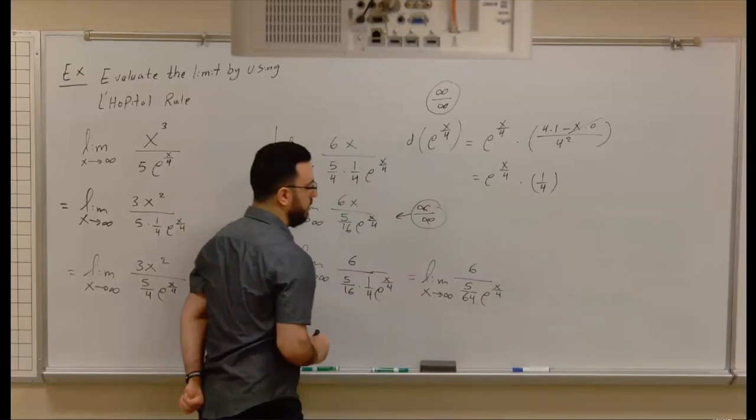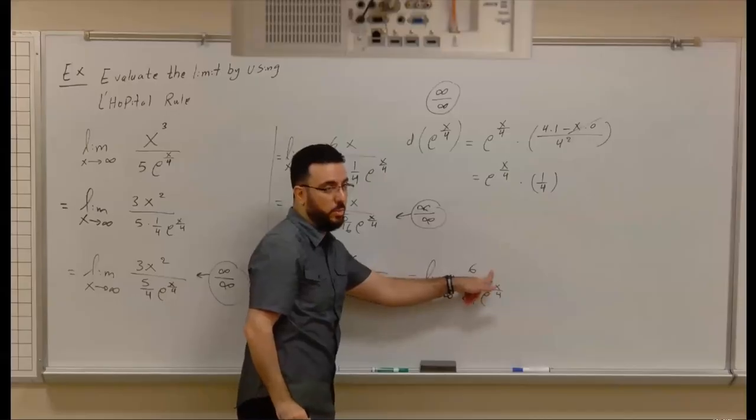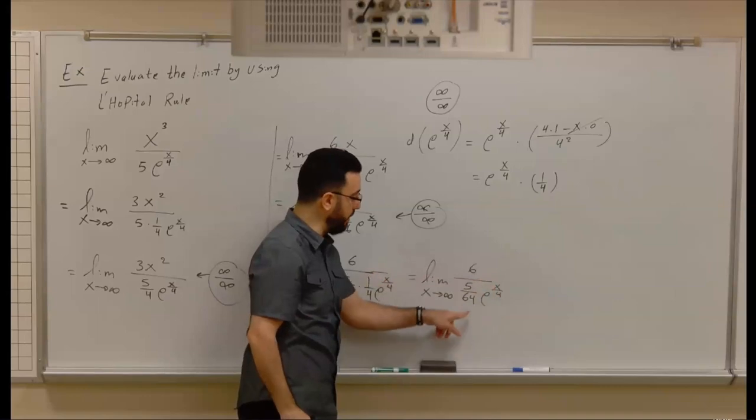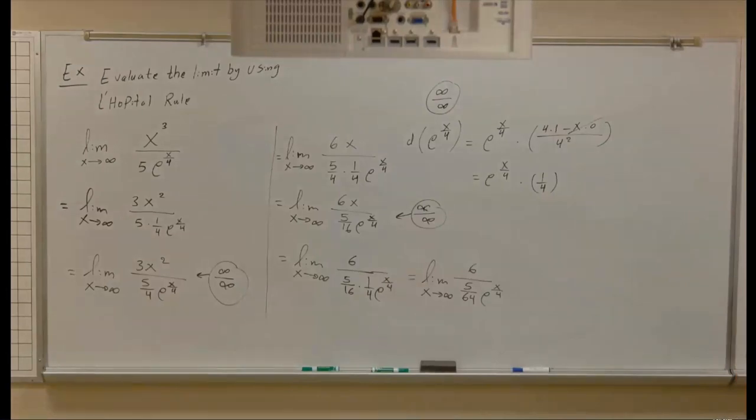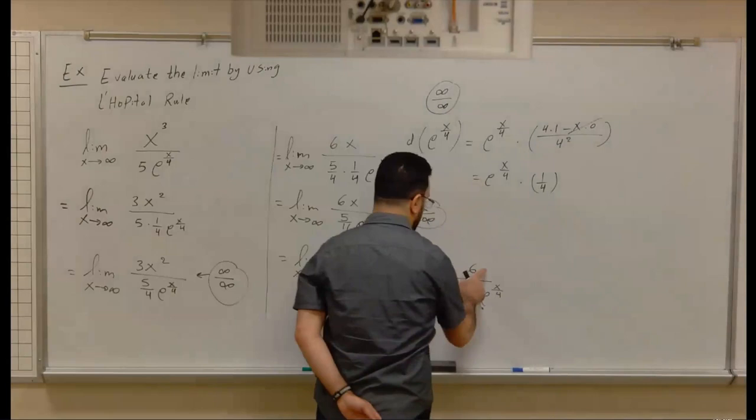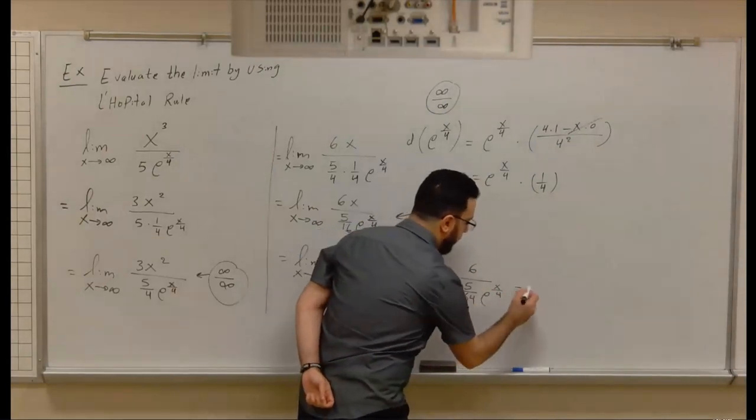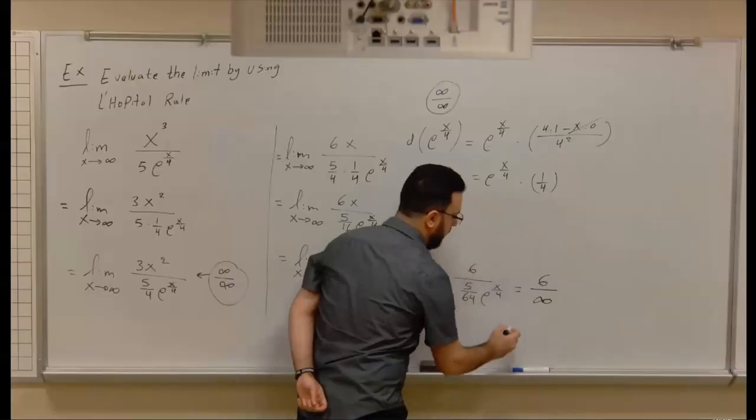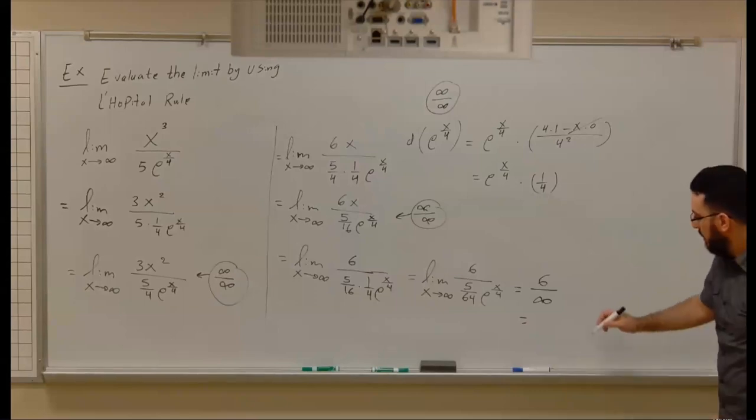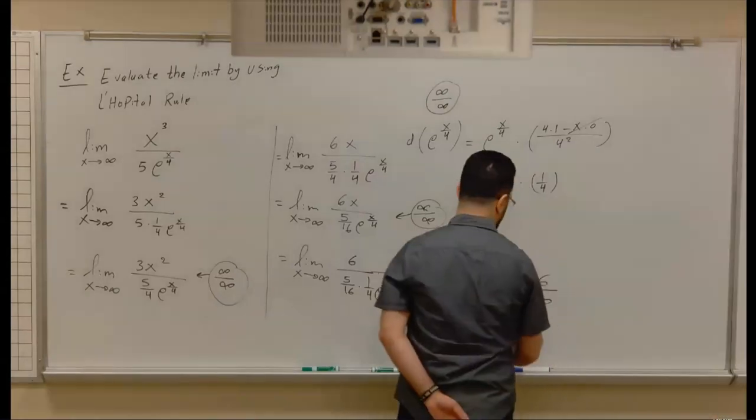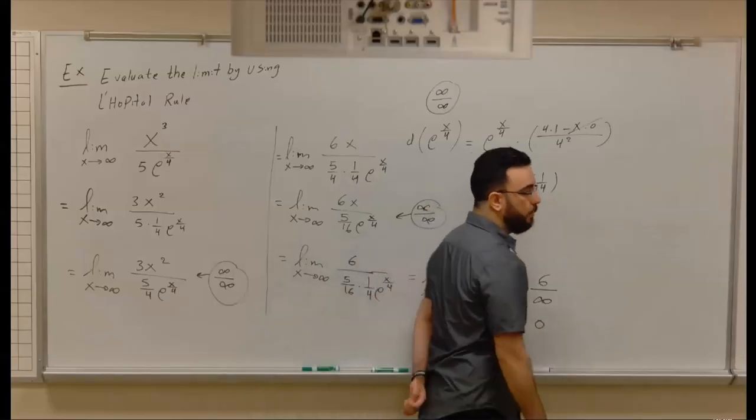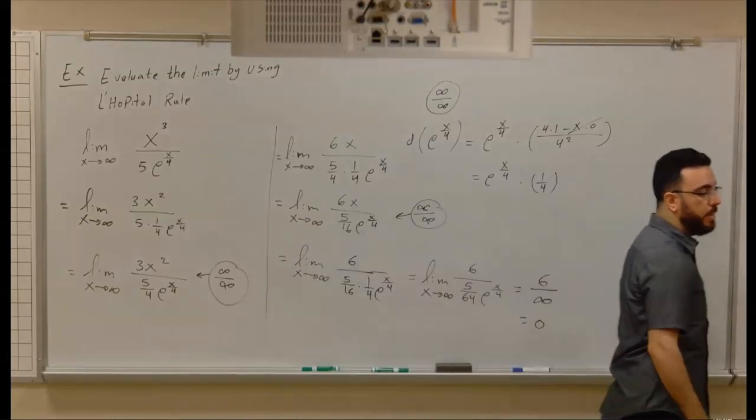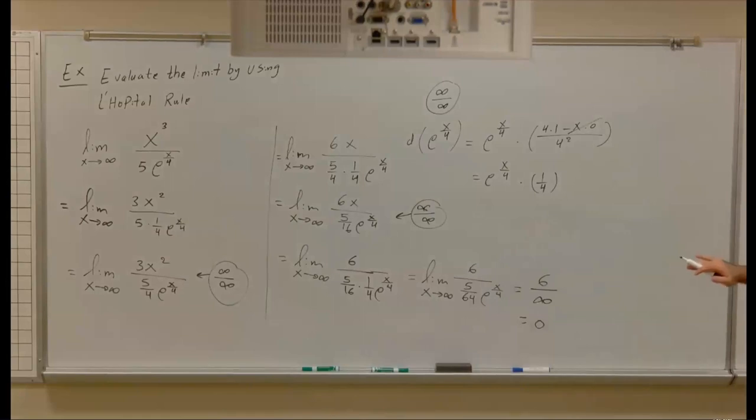Now let's check. Can you plug in infinity here? That's it. We can't use L'Hopital's rule again. That means the bottom part, how much is it going to be? If you plug in infinity, it's going to be infinity. That means if I plug in infinity here, this is a constant. It's going to be 6 over infinity. 6 divided by infinity is going to be what? 0. Perfect. That means the limit for this one is going to be 0. So if you check by using L'Hopital's rule, it's easier to find the limit than the regular way. On certain limits, it's going to be easier to use L'Hopital's rule.